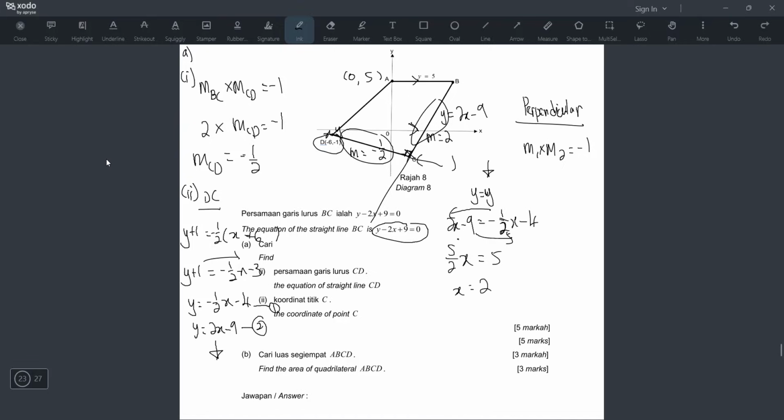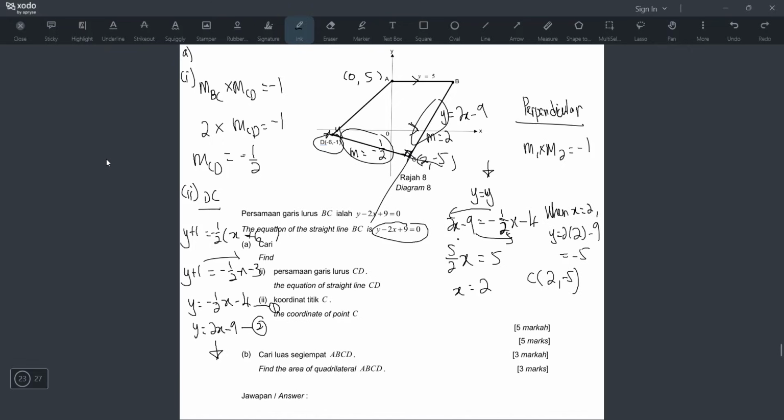Okay, so this is not the answer yet. This is only the x coordinate of the point C. When we find a point, it must have x and it must have y. So I still have to substitute the x equals 2 inside here, to find y. You can substitute into any of these equations. Let's substitute into the 2x minus 9. So when x equals 2, y equals 2x minus 9, and the x is 2. So 2 times 2 is 4, 4 minus 9 is negative 5. So the point C comes out already. It's 2, negative 5.